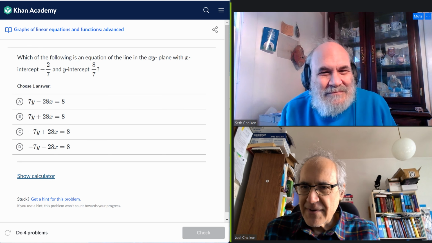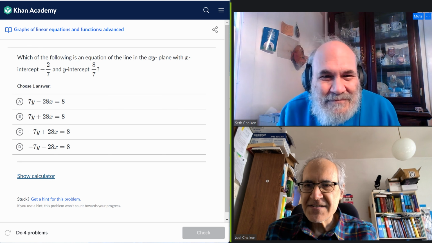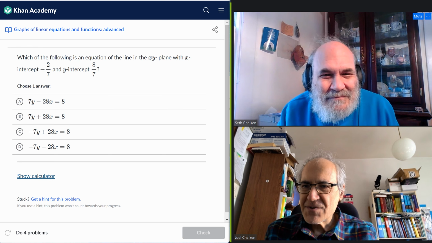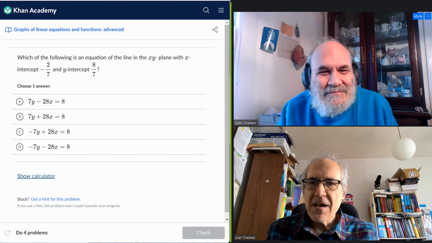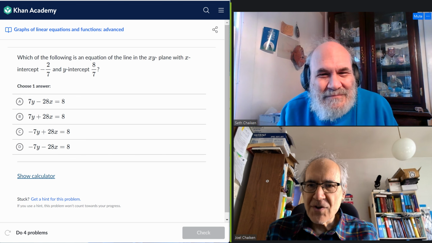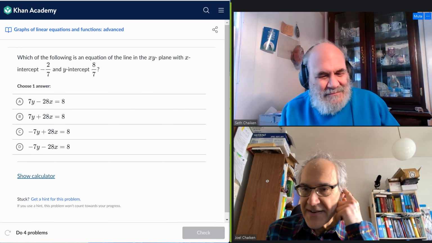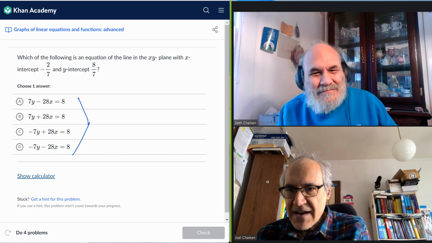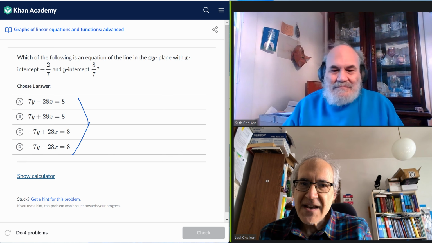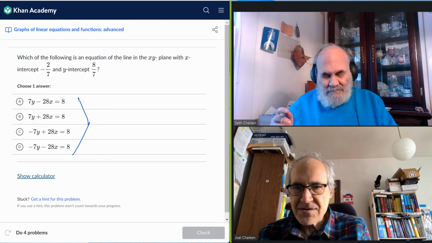Okay, which of the following is an equation of the line in the xy plane with an x-intercept of -2/7 and a y-intercept of 8/7? Wow, sounds like there are multiple ways to do this problem, isn't it? Maybe the best thing to do is look at the choices and figure out which one is the answer, as opposed to just doing it and getting the answer.